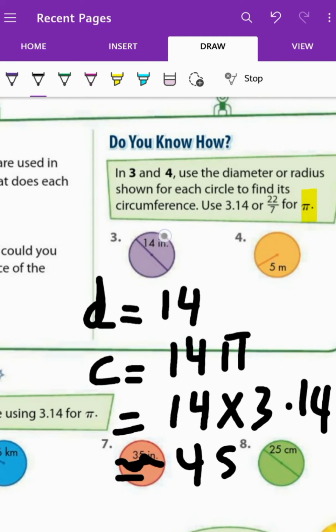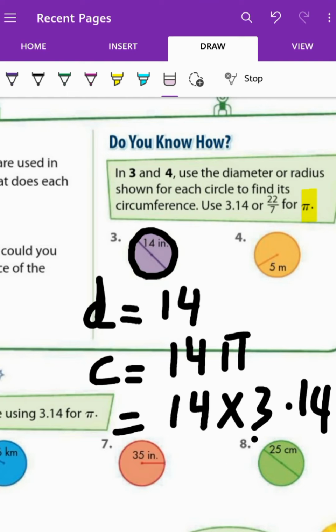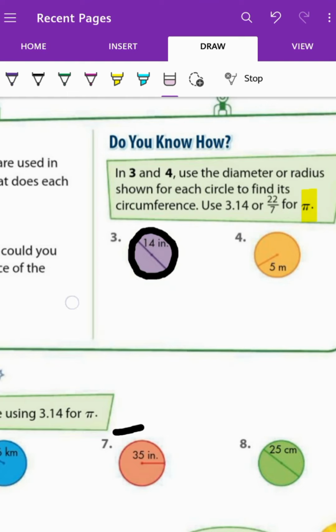The 45 is the length of this fence around the circle. And what is the unit? Inch. We need to write the unit, yes, because it is length. We measure distance or length, so we need to know what the unit is. It is inch or feet or centimeter or meter or kilometer, whatever.